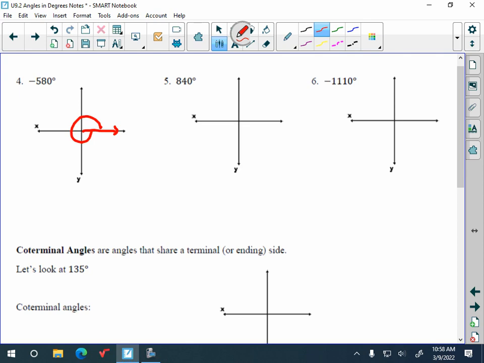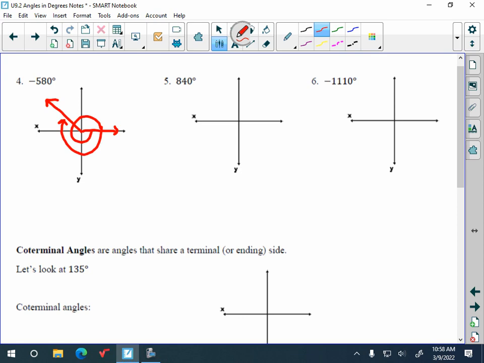That's 180. 220 takes us up here. That's quadrant 2. Does that make sense to everybody? No. Okay. Do you understand why we're going in the negative direction, first of all? Because it's a negative angle. Negative angles tell you to go in the clockwise direction. We're on 4.